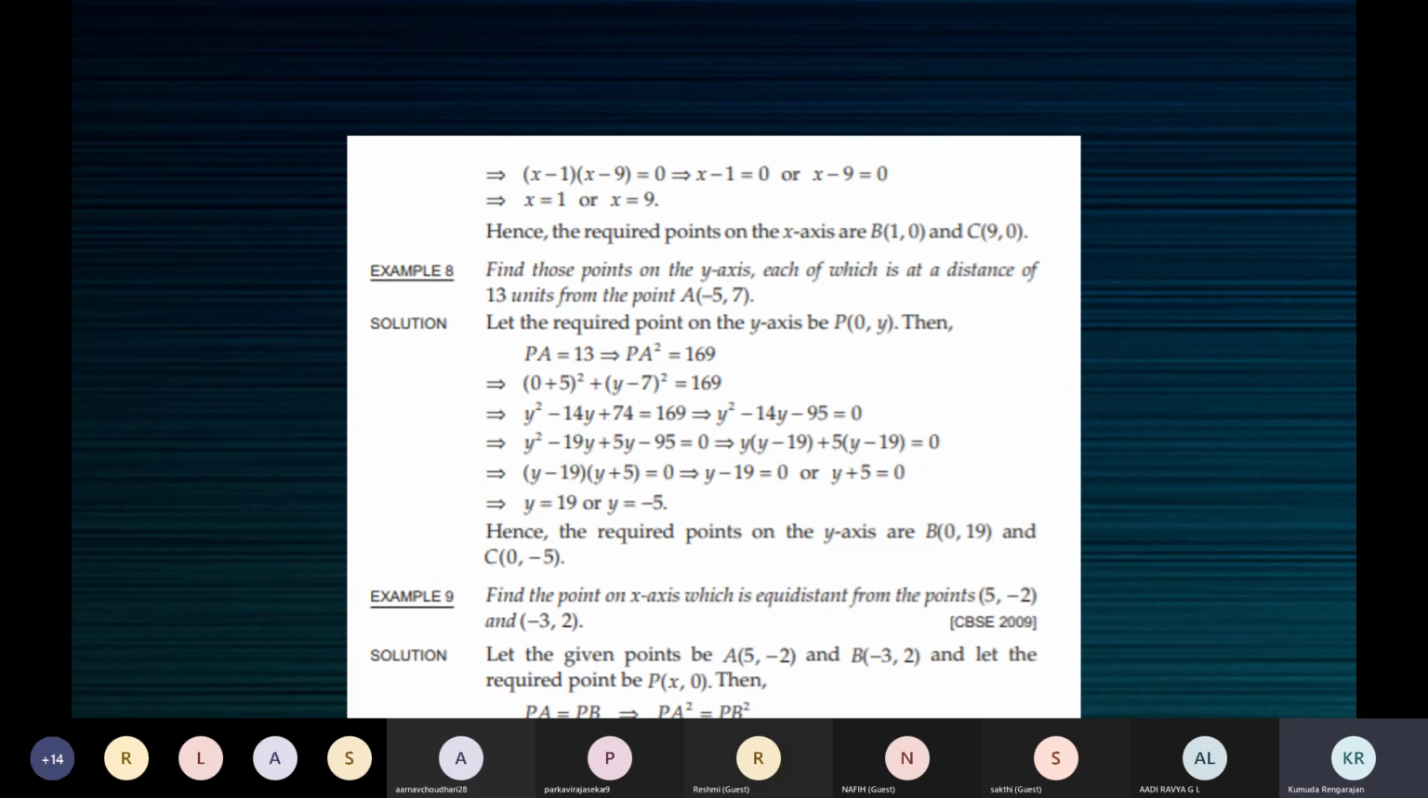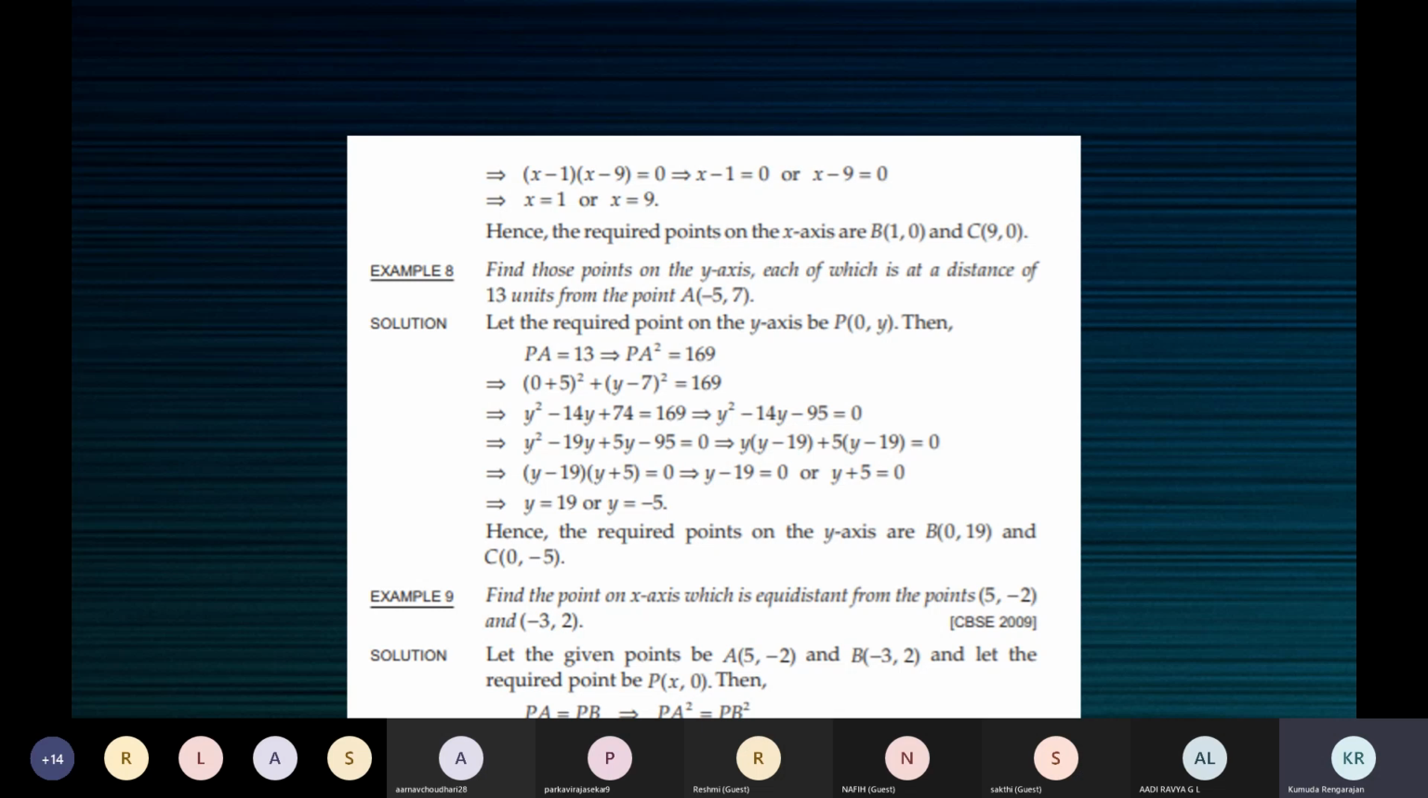Look at the next one. Find the point on the x-axis which is equidistant from the points (5, minus 2) and (minus 3, 2). Please understand the question carefully. You need to find a point on the x-axis. So if it is on the x-axis, it will be like (x, 0).